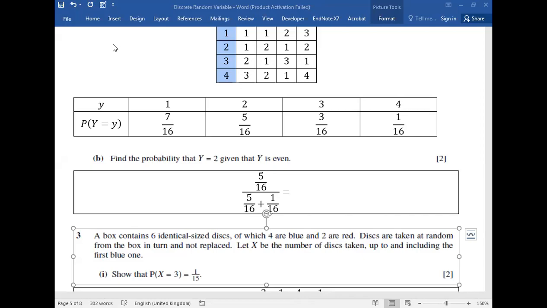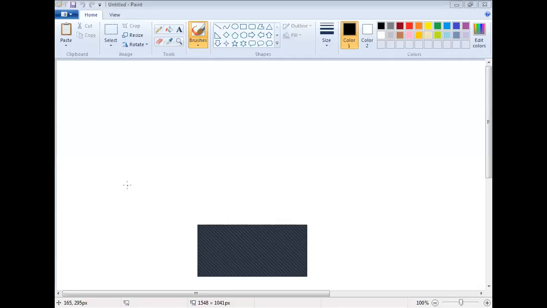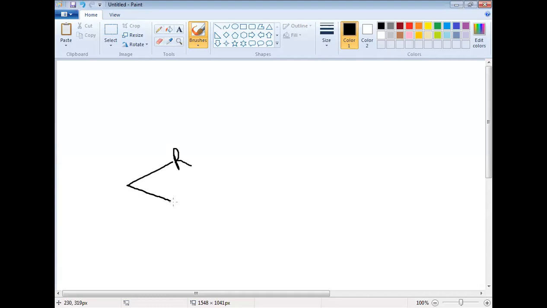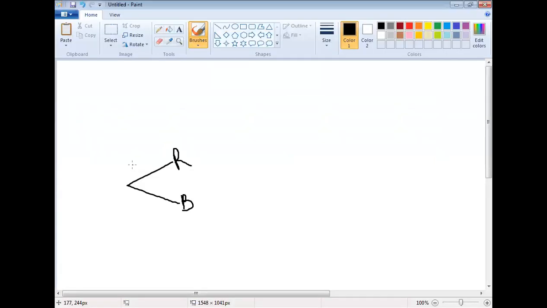How will we understand this one? Very good. We can make a tree diagram to understand that the first one will either be a red one or a blue one. Now, what is the probability of getting a blue one? 4/6, and red is 2/6. Obviously, we're just making it to help us understand the probability. If we take the first blue one out, then we do not take any other discs out.